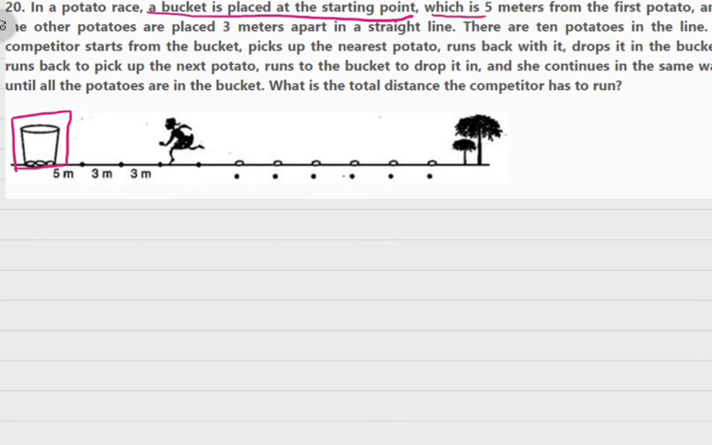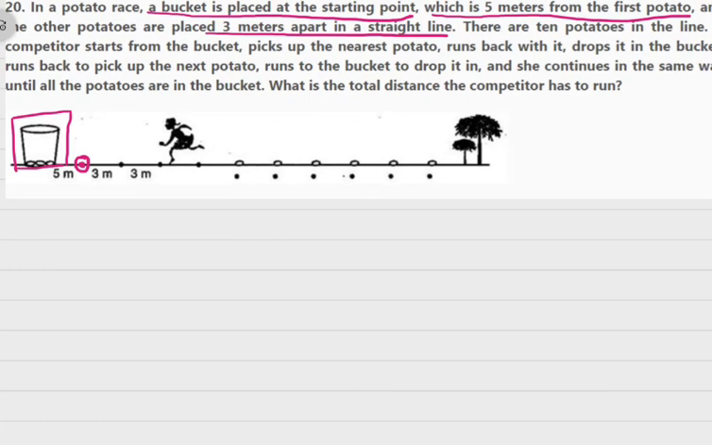The bucket is 5 meters from the first potato. Suppose the first potato is kept here. The bucket is at 5 meters from the first potato, and the other potatoes are placed 3 meters apart in a straight line.